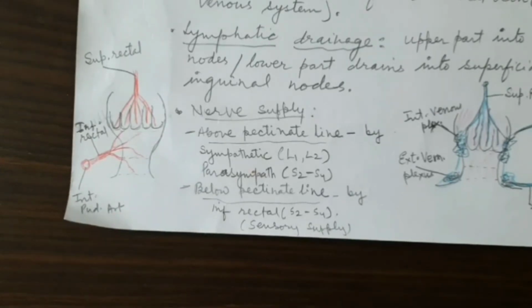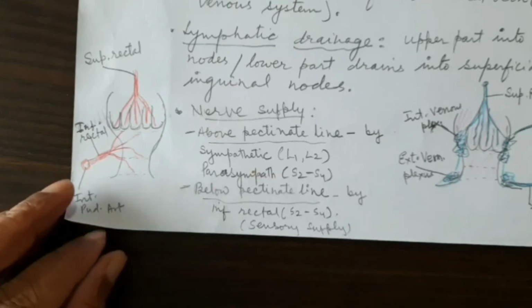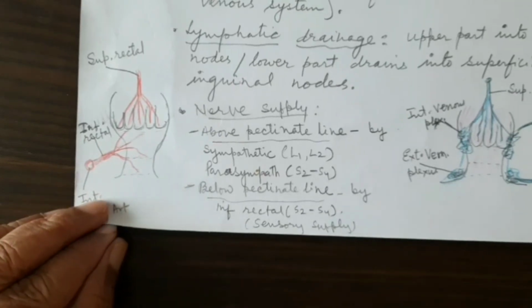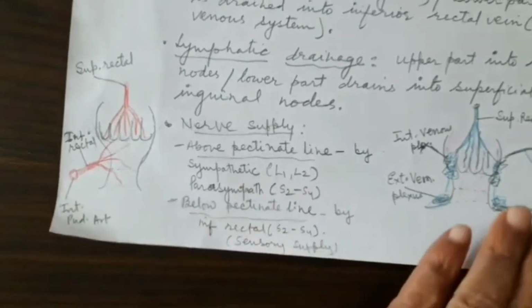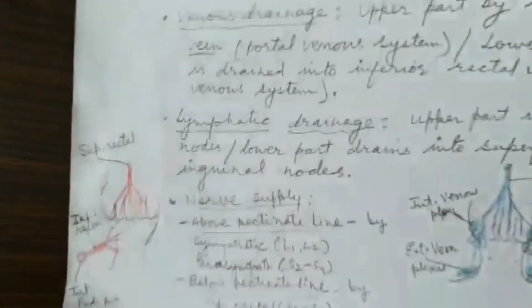It is the major sensory supply. That's why this is somatic sensation. So that portion of the anal canal below the pectinate line is pain sensitive. Above it is not a pain sensitive area. It is supplied by the inferior rectal nerve, which is a branch from the pudendal nerve.